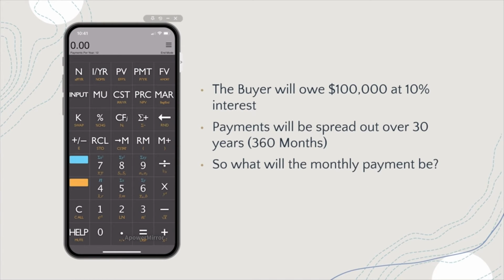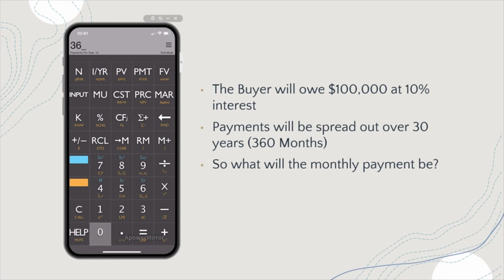Okay, so the example we're going to use today is a very simple and straightforward one. We're going to look at trying to solve what the monthly payment is going to be on a particular loan. This loan is going to be for $100,000 at 10% interest, and it's going to be for 30 years or 360 months. We're going to start by going left to right down that top row. We start with number of payments, or N, and remember that's always expressed in months. So for 30 years, that's 360.